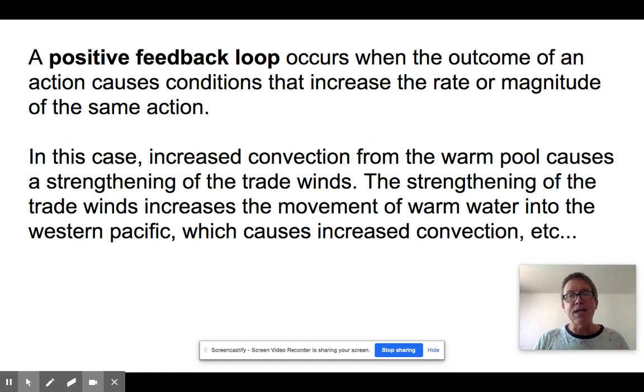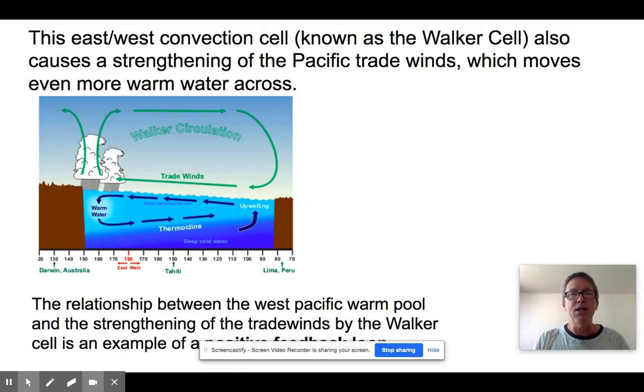Well, we get that in the case of the Pacific warm pool. So let's see exactly what happens here. Okay, so we have warm water causes convection. Convection causes a strengthening of the trade winds. Strengthening of the trade winds moves more warm water over here, which causes stronger convection, which causes more water to be dragged across, which causes more warm water to pool up, which causes more convection, and so on. That's what we call a positive feedback loop. The outcome causes a greater amount of the outcome, or in some cases, a higher rate.